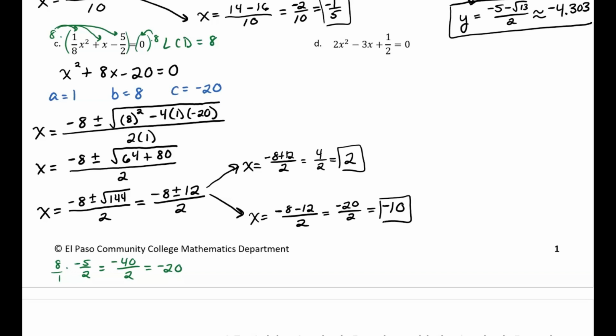Nice answers coming from this original equation that had some fractions mixed in. If I wanted to check it, I would still do the same thing. Take these solutions that we found, plug them in, and it should make that equation equal to 0.